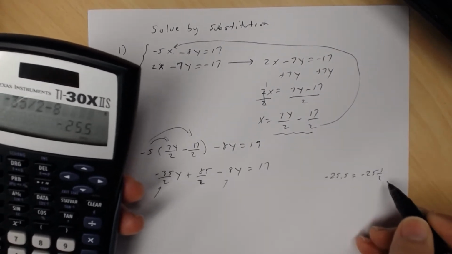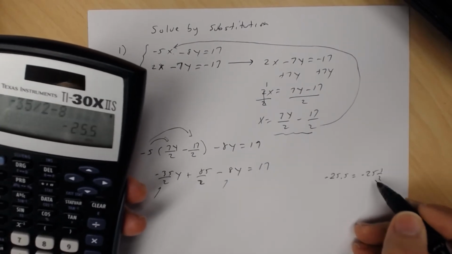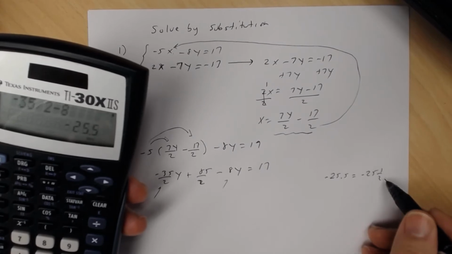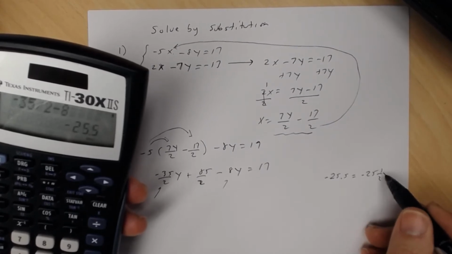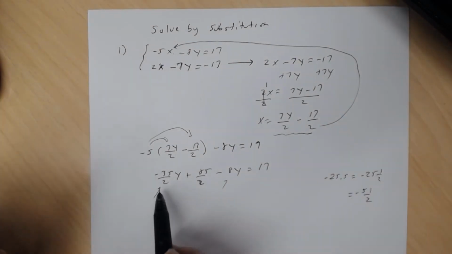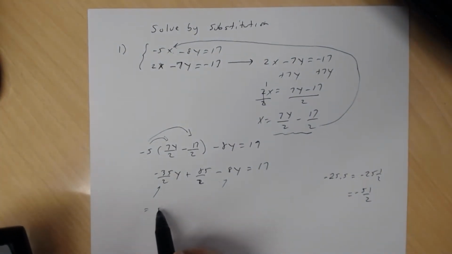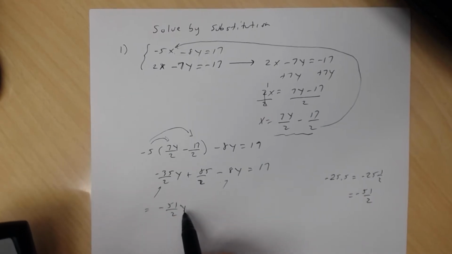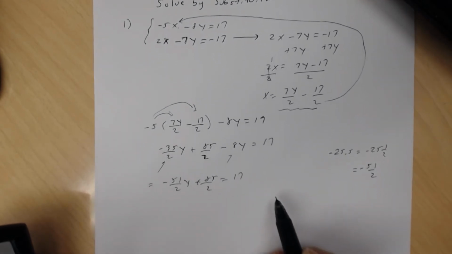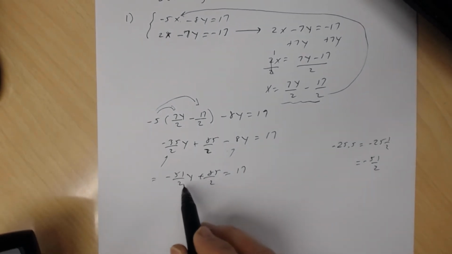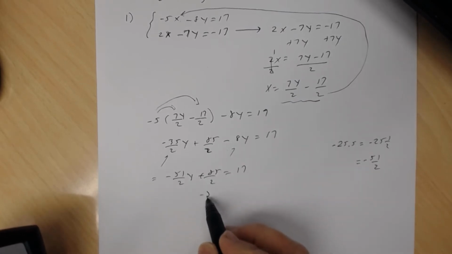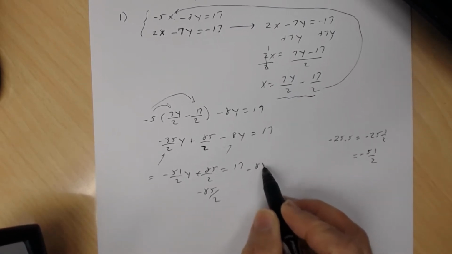That's what that is. And so if I convert that back from a mixed number to an improper fraction, I get 25 times 2 is 50. 50 plus 1 is 51. So I get -51 halves. So that's what this becomes right here. So this becomes -51 halves y plus 85 halves equals 17. All right, now I got to get y by itself, so I'm going to go ahead and subtract 85 halves from both sides, just like this.